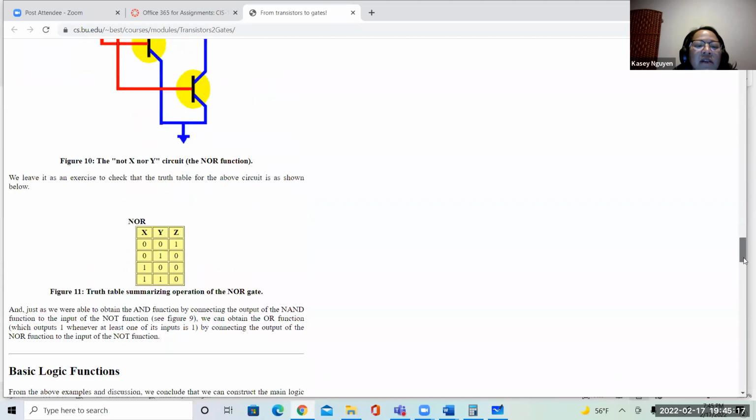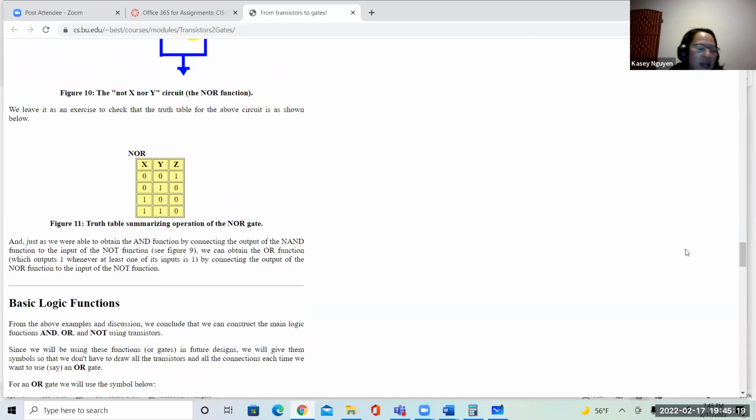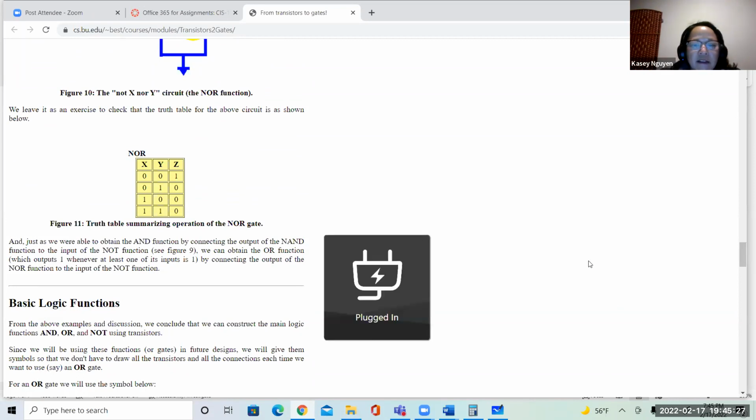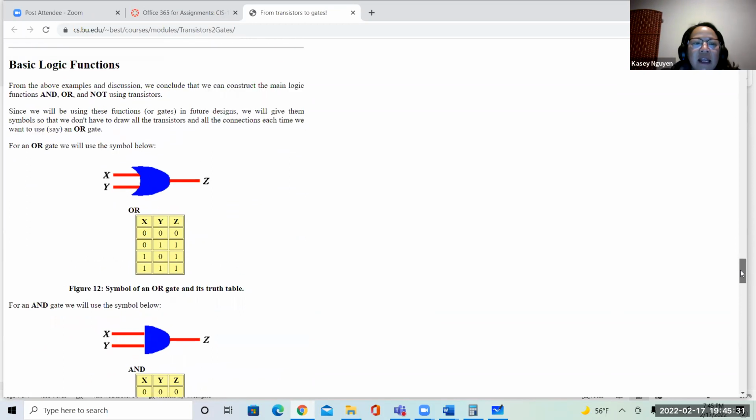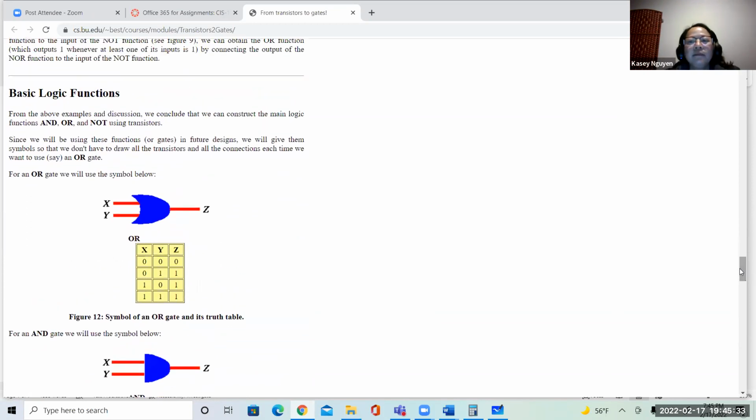So it shows you with NAND, NOT, and OR. Sorry, my computer is going to need an electrical source here. So take a look at this. Now, the basic functionality, as we looked at the OR earlier, you need to know how to read these gates.